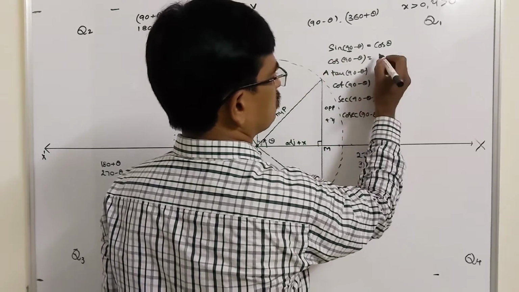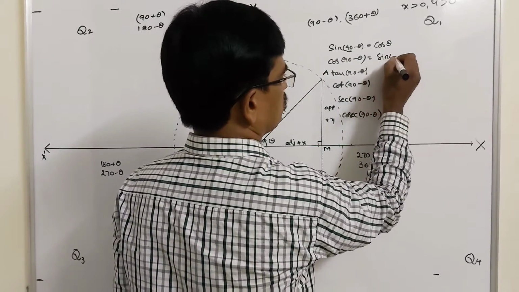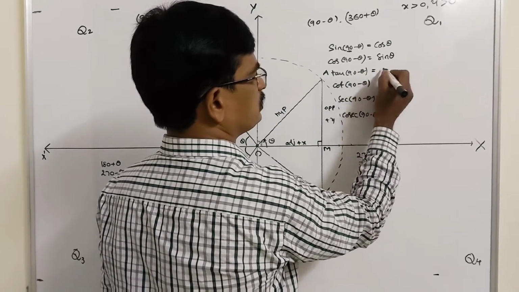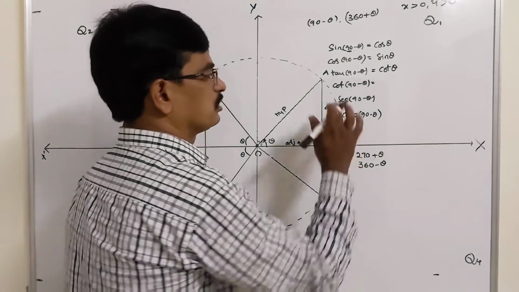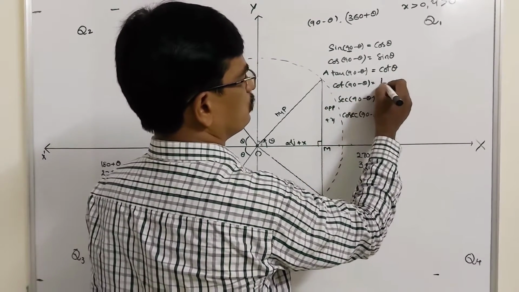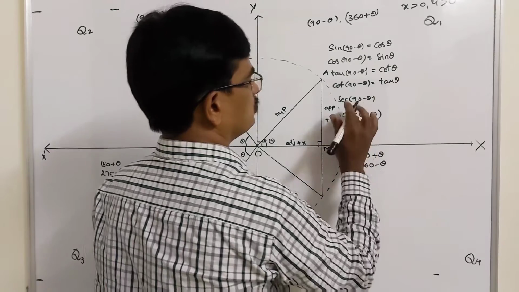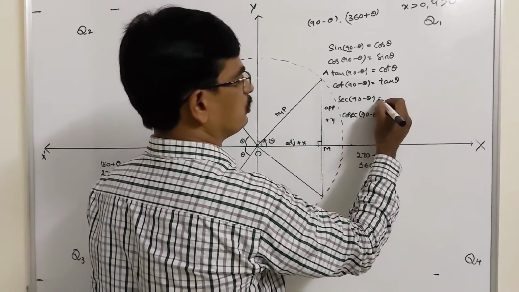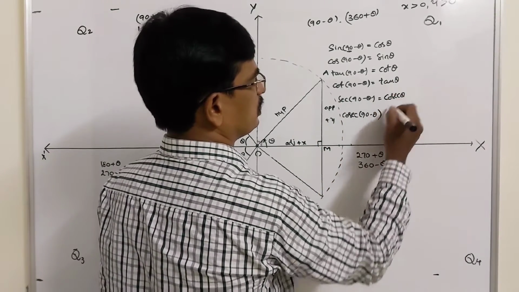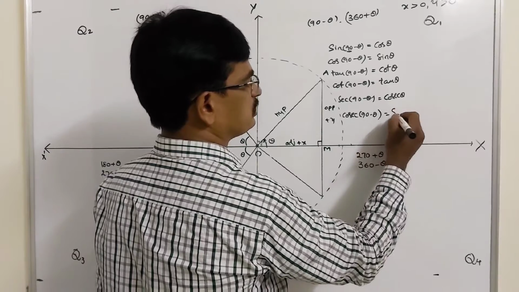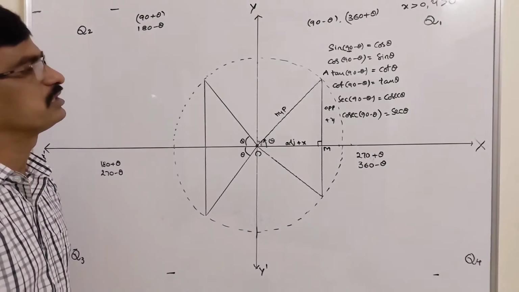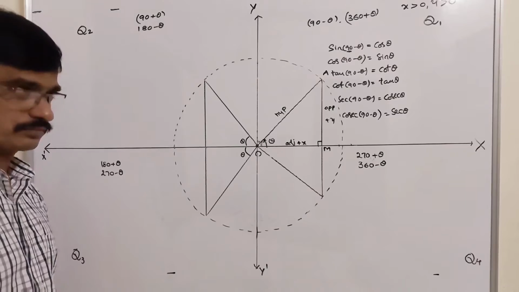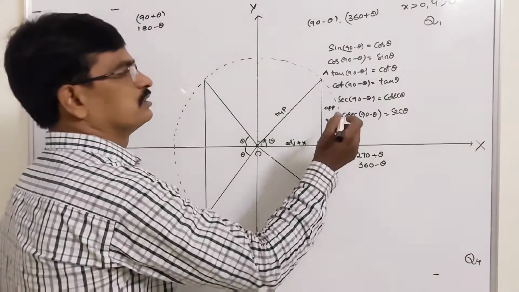Cos of 90 minus theta is equal to sin theta. Tan of 90 minus theta is equal to cot theta. Okay. Cot of 90 minus theta is equal to tan theta. Secant of 90 minus theta is equal to cosecant theta. Cosecant of 90 minus theta is equal to secant theta. Okay.